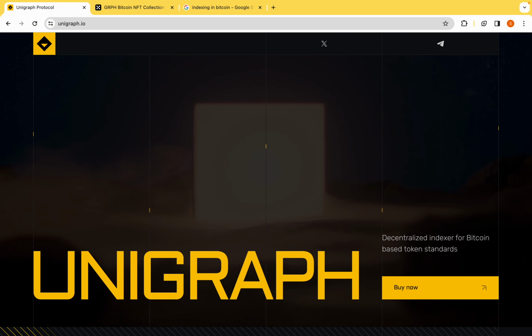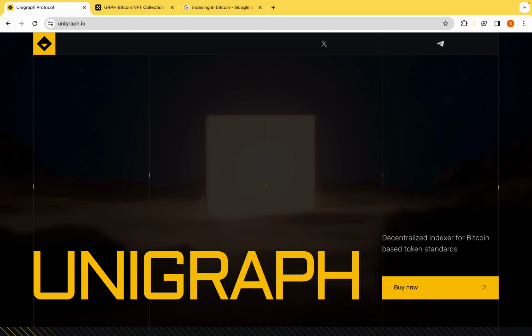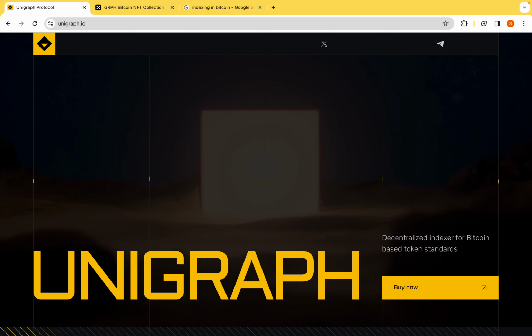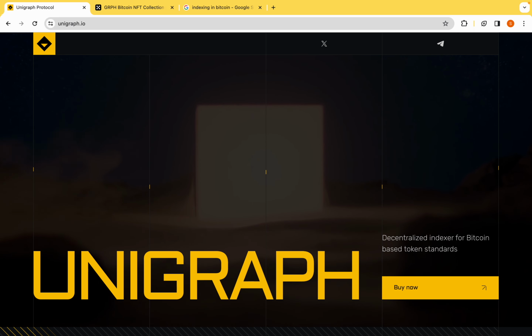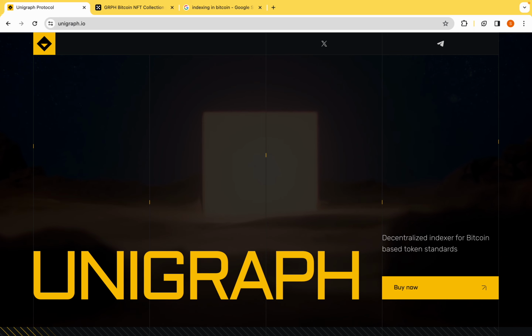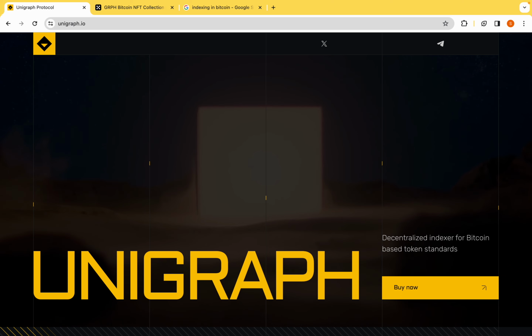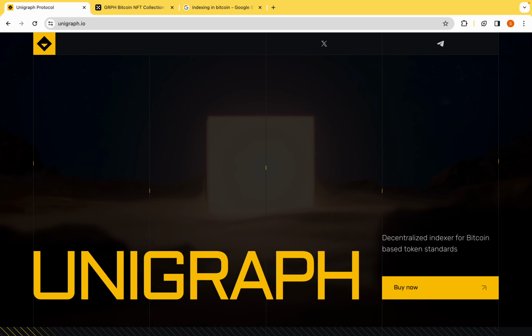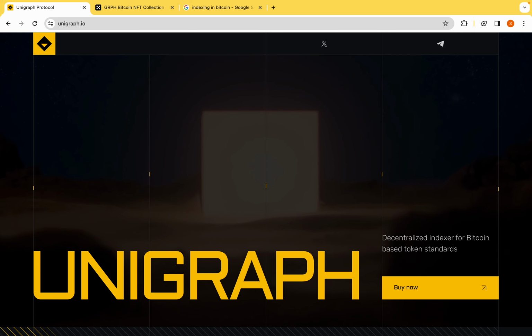Unigraph Protocol is a decentralized indexer for Bitcoin based standards. An indexer is a system or service that organizes the index of data of blockchain transactions. Now, the work of Unigraph Protocol is to build a decentralized indexer that manages the index of data on the Bitcoin blockchain. Now, this is a huge development and utility that's going on in the Bitcoin ecosystem.